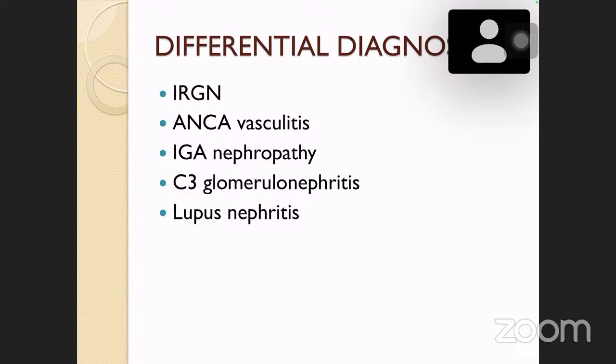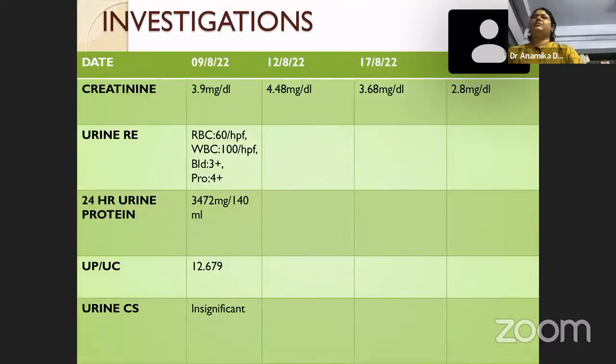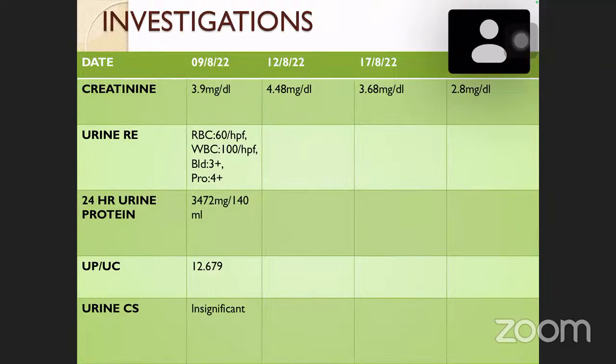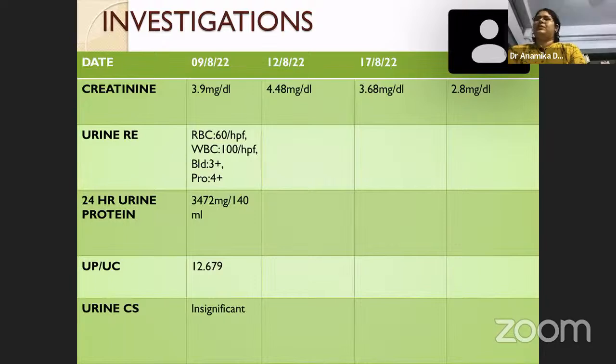Go ahead. Yes, sir. So coming now to the investigations which we did for the patient presented to us on 9th August. At that point of time, she had a creatinine of 3.9 milligrams per deciliter. Her urine routine examination showed RBCs of 60 per high power field, WBCs of 100 per high power field. Blood was 3+ and protein was 4+. She did a 24-hour urine protein the next day, which showed proteinuria of 3.4 grams. But her urine output was only 140 ml, which was submitted.